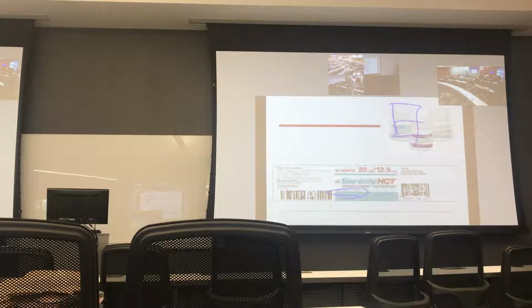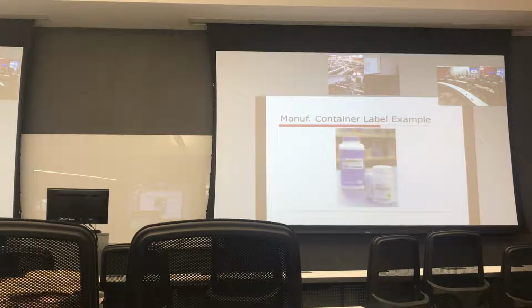Okay. Again, once more to emphasize, the manufacturer's container label. I put this on here for a couple of reasons.